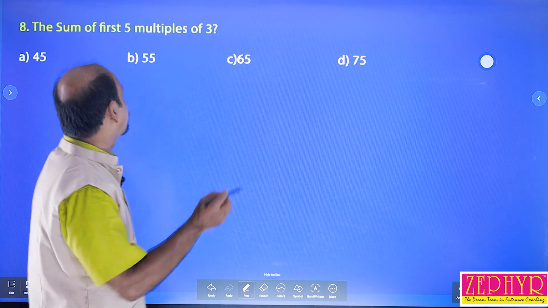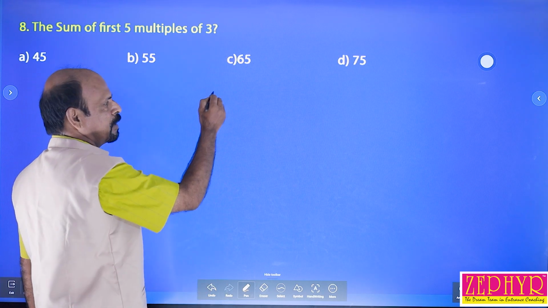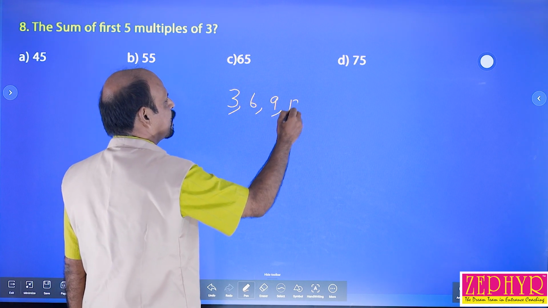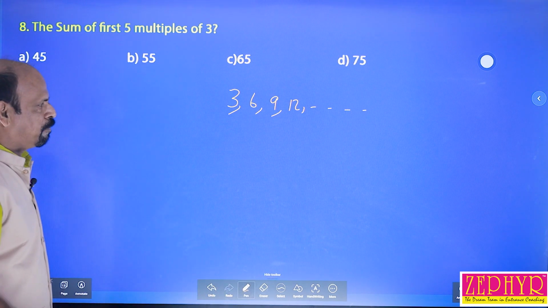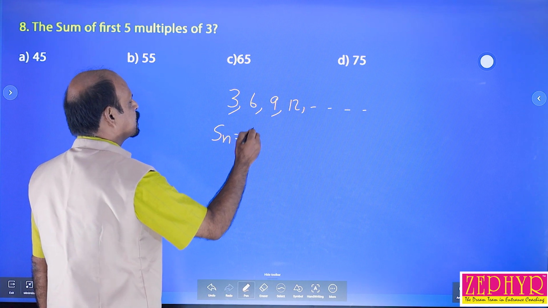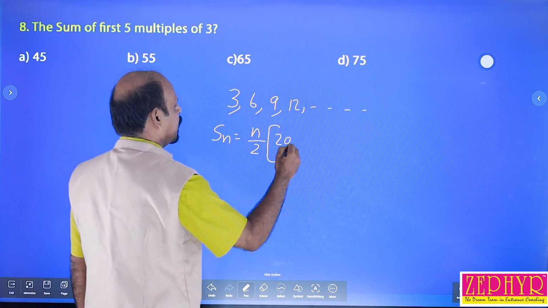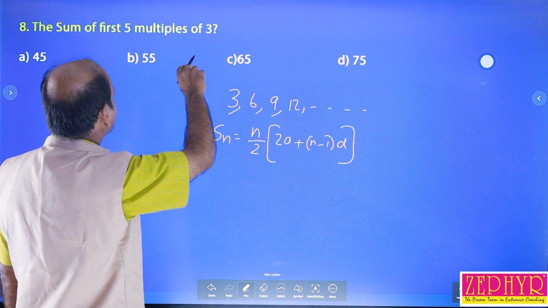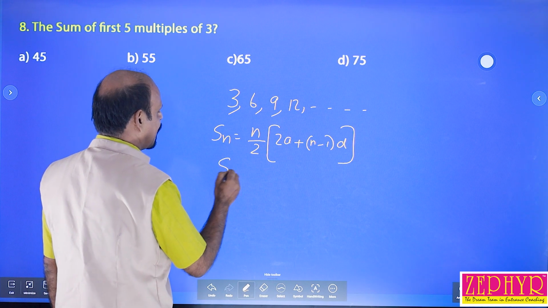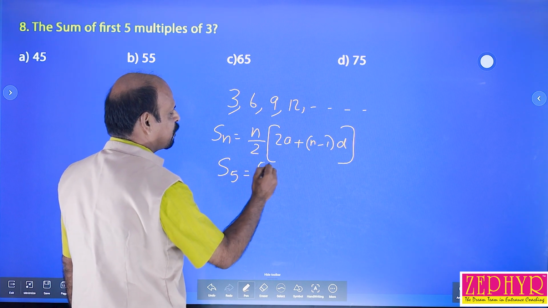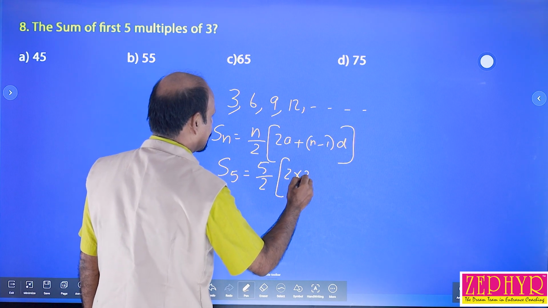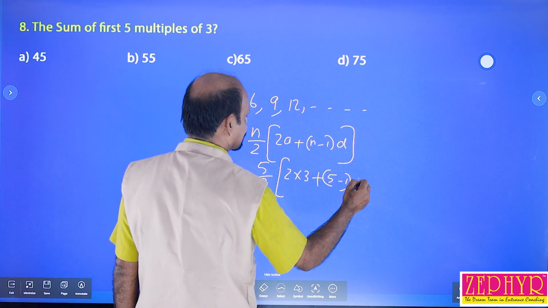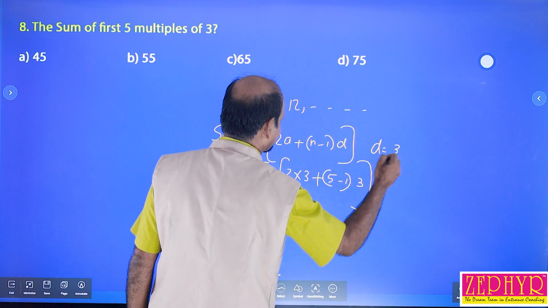Now we are moving to the next question. The sum of the first 5 multiples of 3. We know the AP is formed like this: 3, 6, 9, 12, etc. These are the terms of the AP. We have the formula Sn equal to n by 2 into (2a plus (n minus 1) into d). From this question, we have to find the sum of the first 5 multiples of 3. So S5 is, by using this formula, 5 by 2 into (2 into 3 plus (5 minus 1) into the common difference 3). For multiples of 3, the common difference is 3 itself.